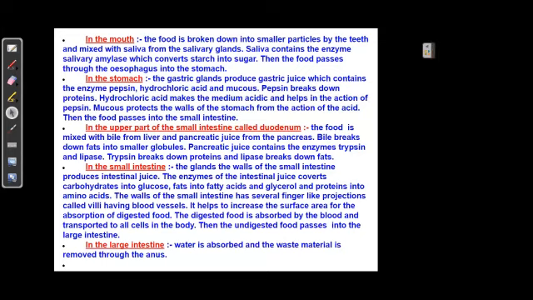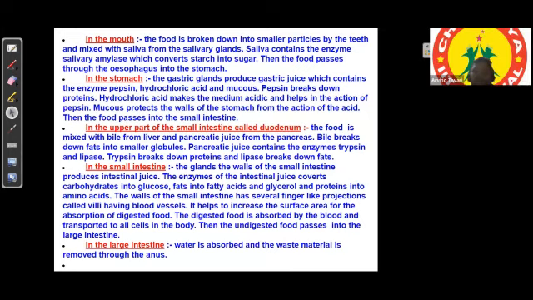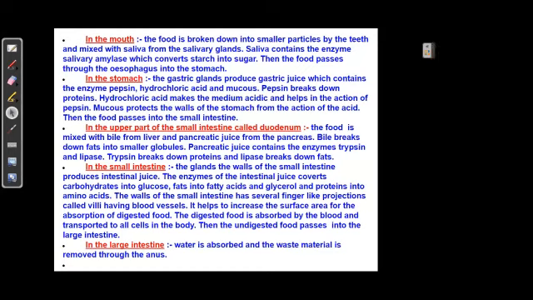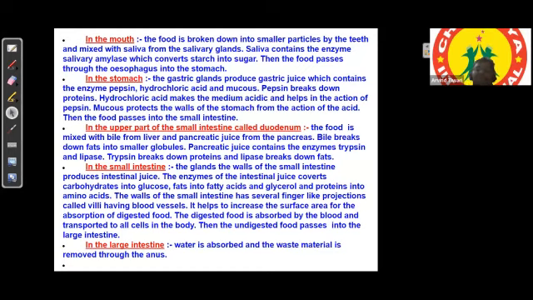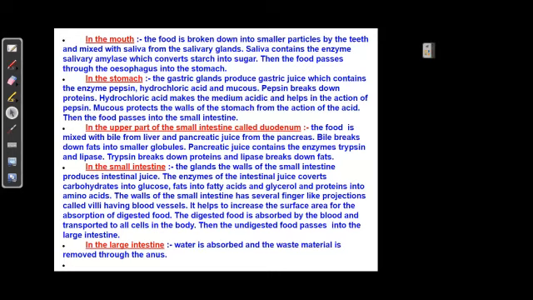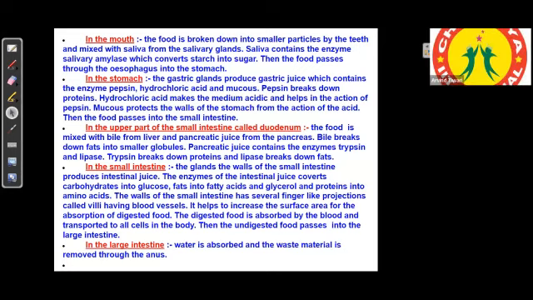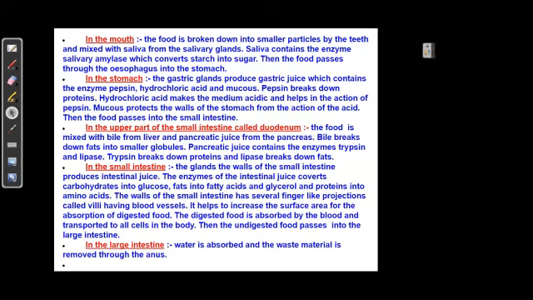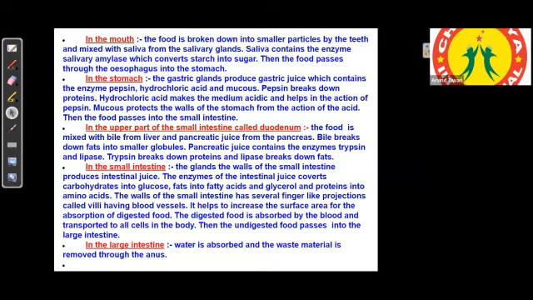Villi are small finger-like structures in the small intestine that help in absorption of nutrients from the food into the bloodstream. Okay, so they absorb the nutrients from the food into the bloodstream.